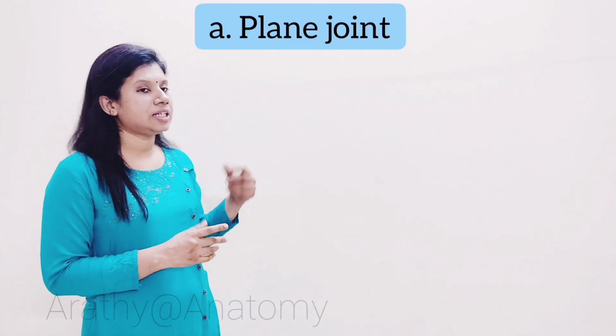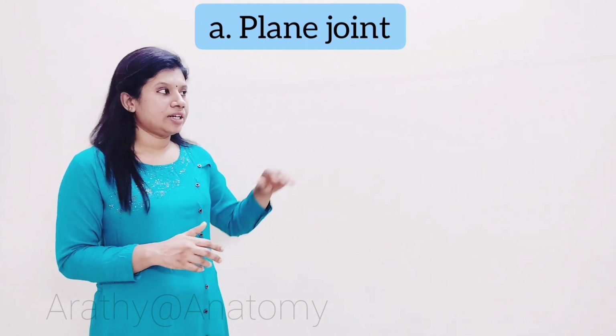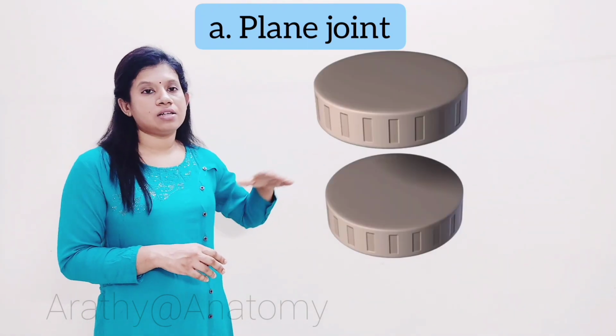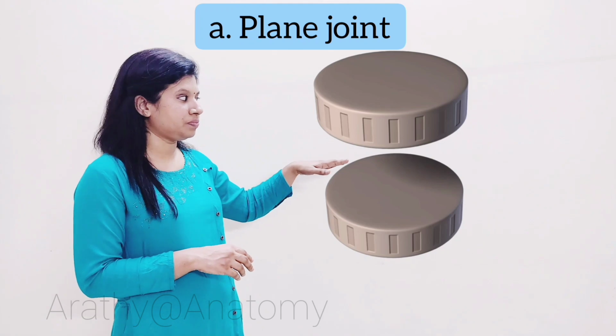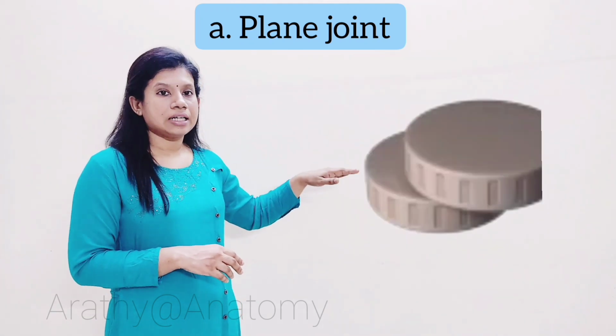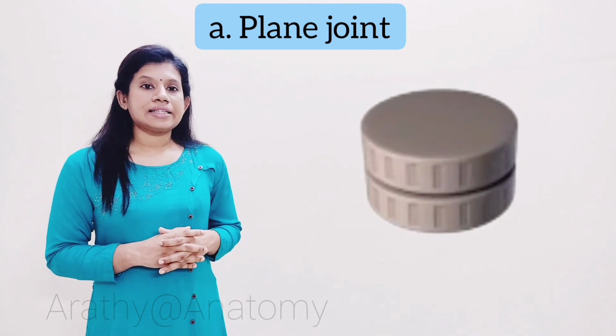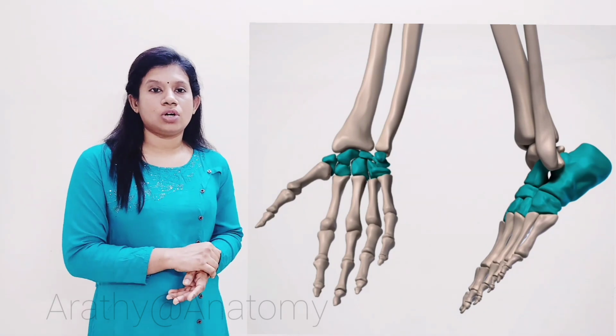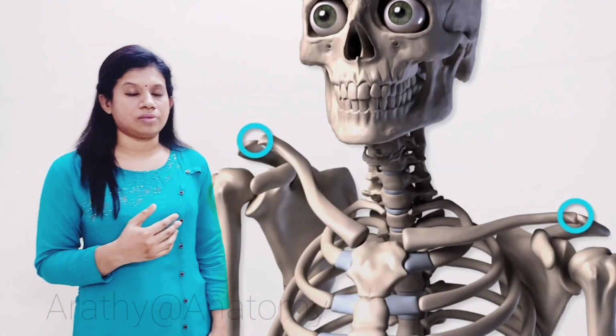Moving on to the first one, that is called the plane joint. In the diagram you can see the articular surface is more or less flat, and they usually provide gliding movements. Examples for that are the intercarpal joint, intertarsal joint, acromioclavicular joint, etc.